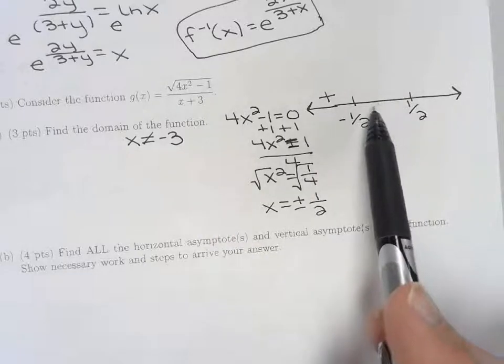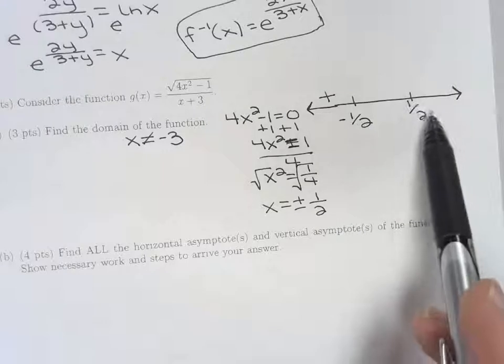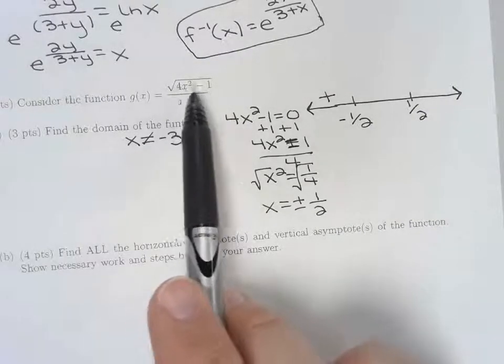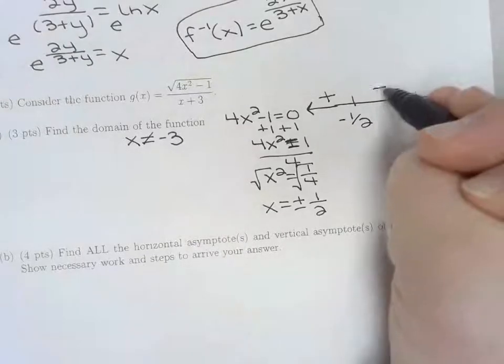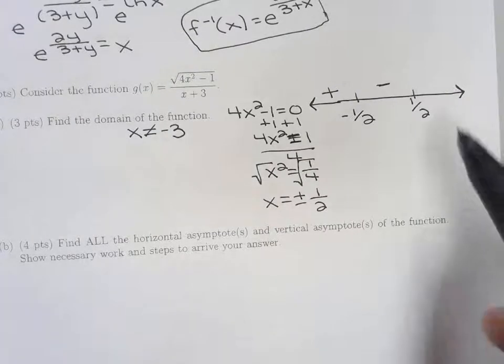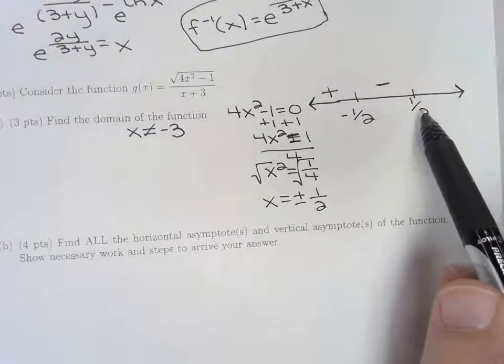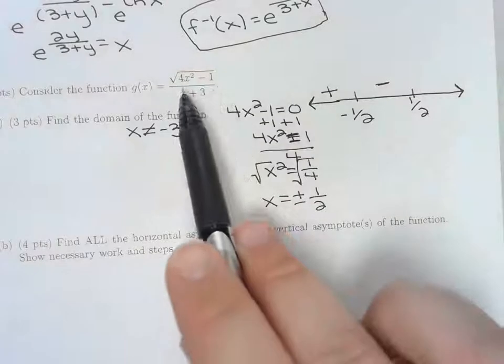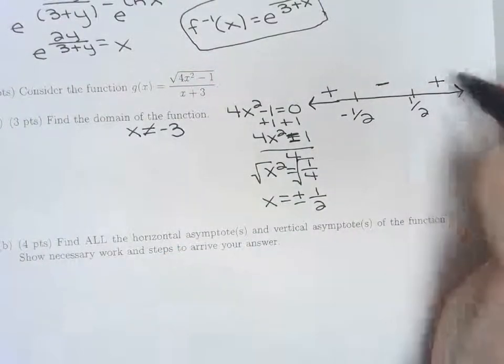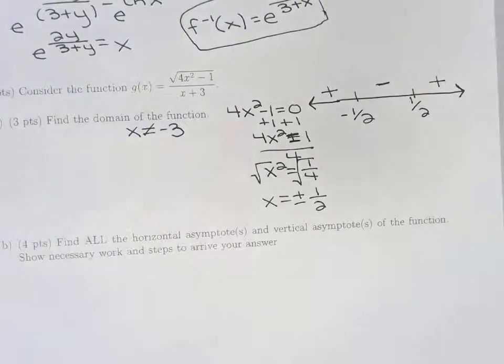So now let's check between negative a half and a half. Let's plug in 0. If I plug in 0, that will give me back the square root of negative 1, which I cannot have. So I know the interval negative a half to a half will not exist. If I plug in anything bigger than a half, like 1, that will give me back the square root of 4 minus 1, the square root of 3. That is positive. So my intervals where I get positive values are negative infinity to negative a half and 1/2 to infinity.